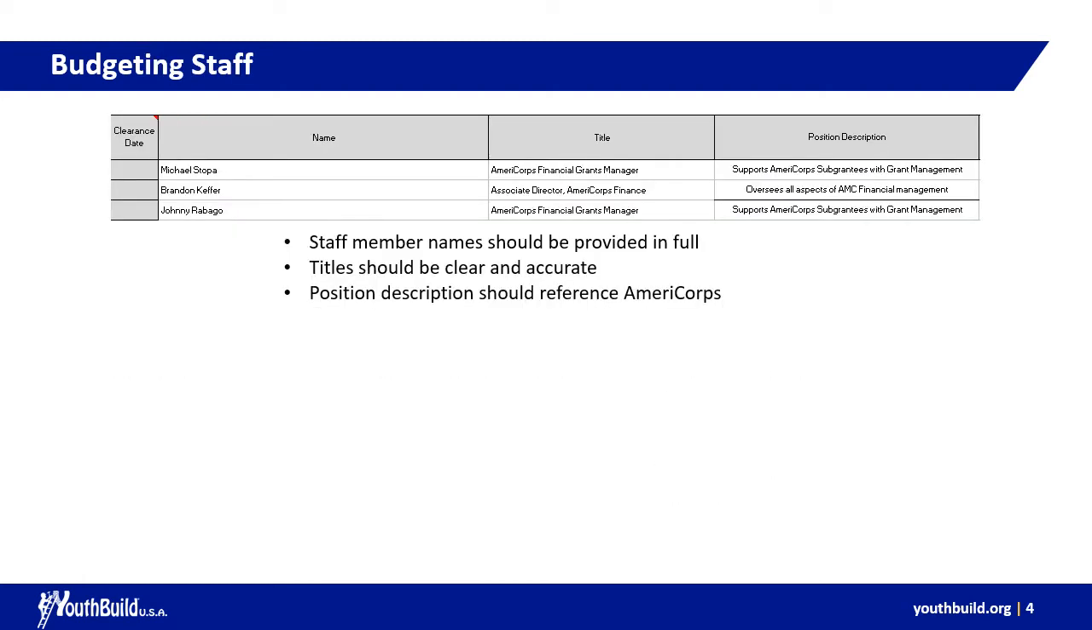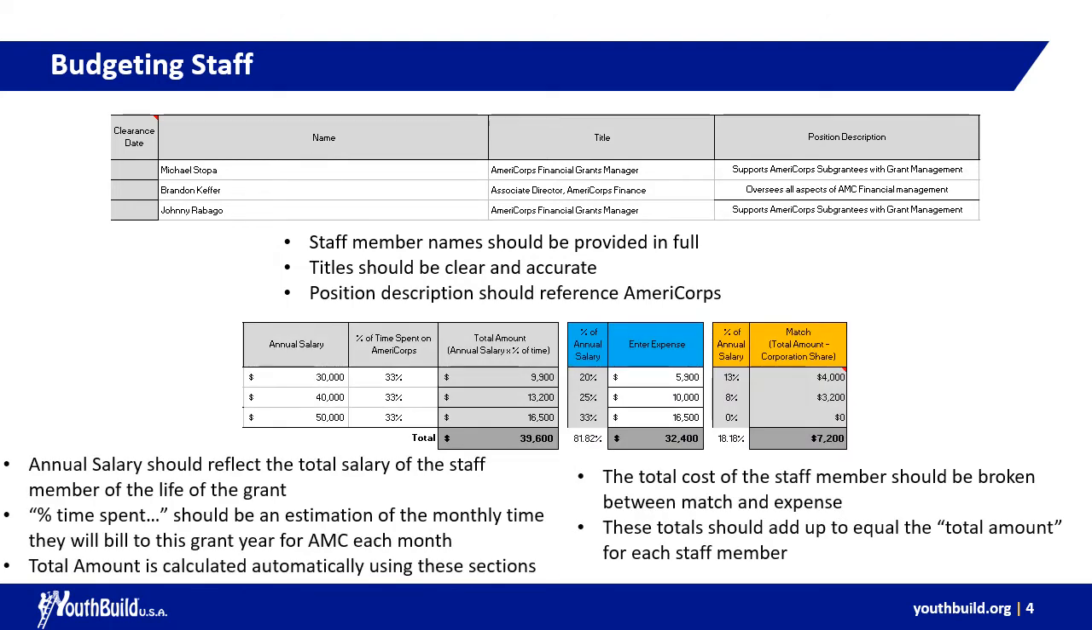Now, let's start looking at how to budget staff. It is important that all information be reported accurately, so please provide full staff names, full titles, and a position description that clearly ties each staff member to AmeriCorps. Please note that you do not need to fill out the clearance date section, as this process is handled internally at YouthBuild USA.